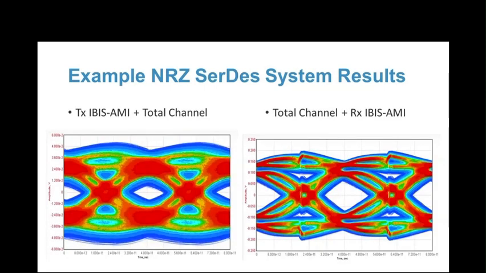Here's a plot of the high density for the transmit IBIS-AMI and the total channel. The reddish colors are the higher density and the bluish colors are for lower density. And this shows that the transmit FFE is able to open the total channel eye somewhat. Then we have the total channel and just the receive IBIS-AMI, and with this high density plot, it shows that the receive IBIS-AMI model by itself does a pretty good job at opening the total channel eye.